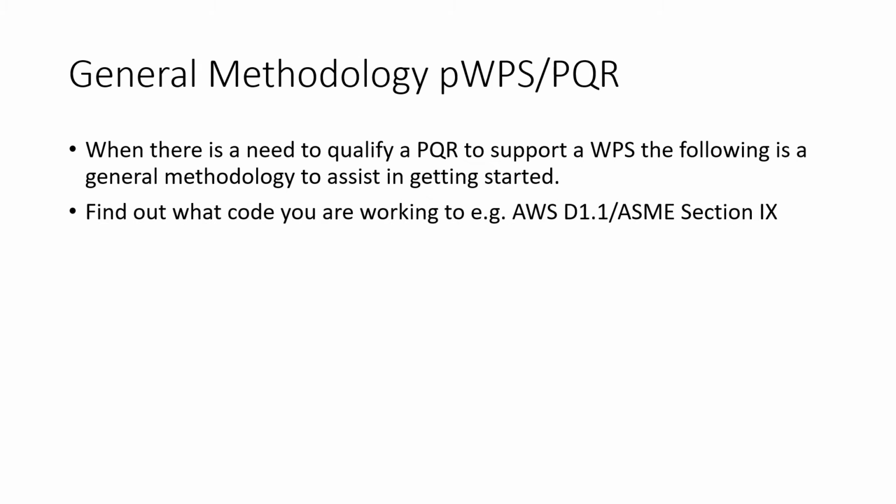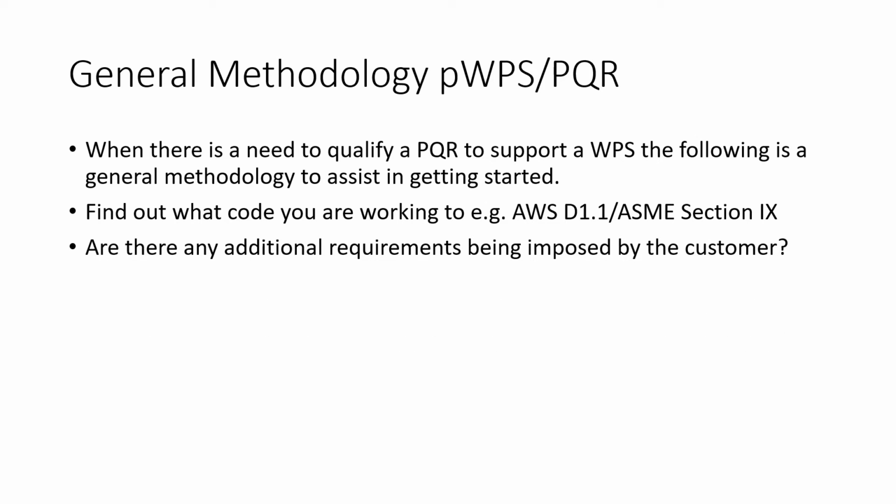So first thing, find out what code you're working to. D1.1, ASME Section 9, D1.3, whatever. Figure out what welding code you're going to work to. And then figure out if there's any other additional requirements being imposed by the customers. Throw that in there.